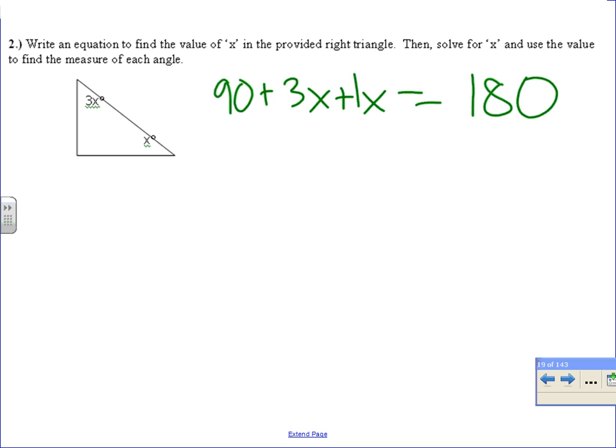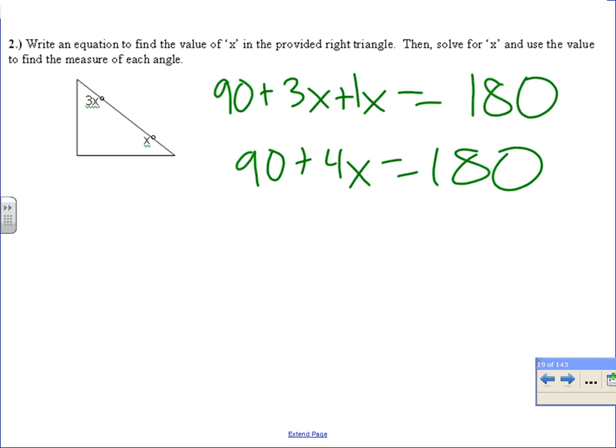Okay, so next step, combine like terms. So 90 plus 4x equals 180. So let me explain what everyone said. Here's what Emma H said. That works as an acceptable equation. Next step, move 90 to the other side because it's a 2-step equation. We get 4x equals 90.